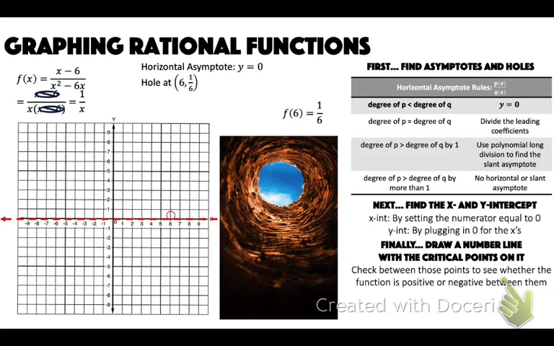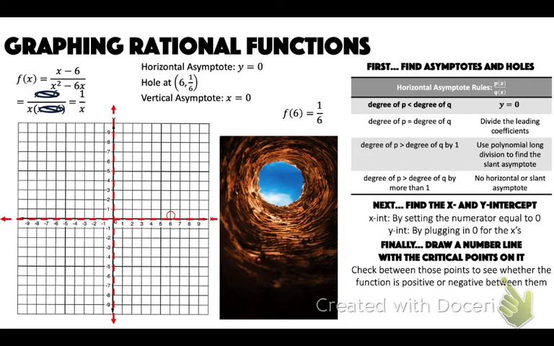Okay. Then we can find our vertical asymptote by setting the bottom equal to 0, which would be just x equals 0. From that, since we have an asymptote on the x-axis and the y-axis, that means that we're not going to have an x and a y-intercept.